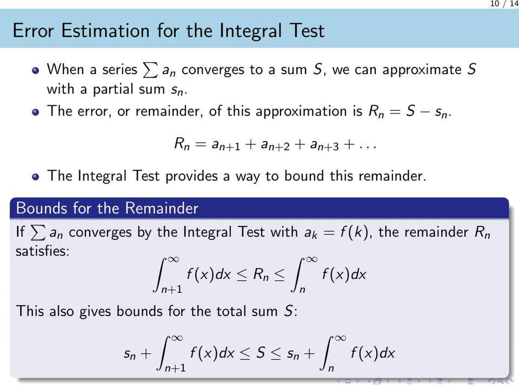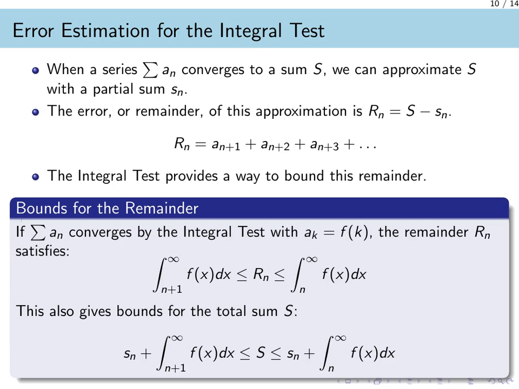Specifically, the remainder r sub n is greater than or equal to the integral of f of x from n plus 1 to infinity. At the same time, it is less than or equal to the integral of f of x from n to infinity. This gives us a firm upper and lower bound on our error. By adding our calculated partial sum, s sub n, to all parts of this inequality, we get a new set of bounds that trap the true total sum, s.